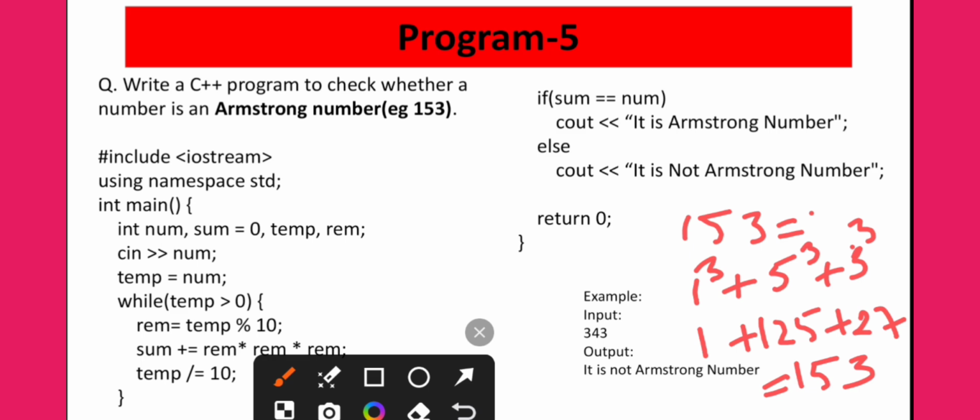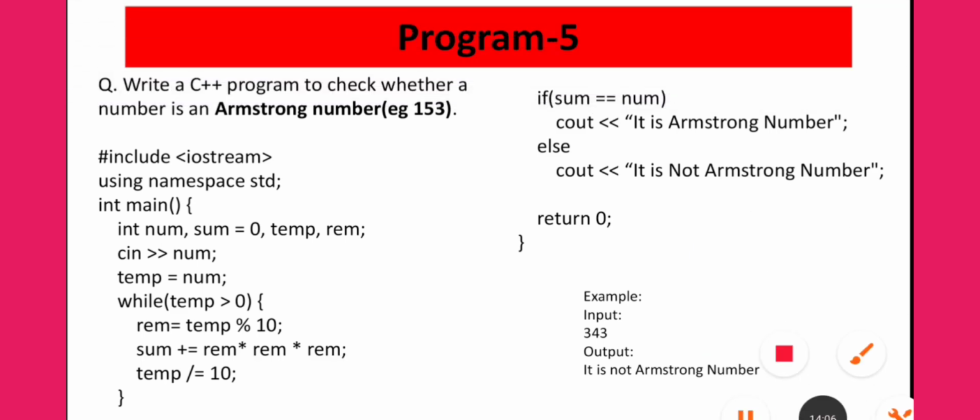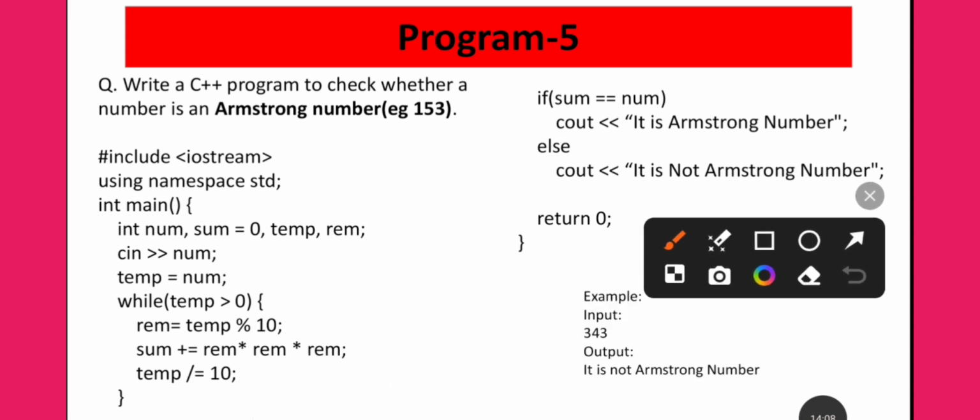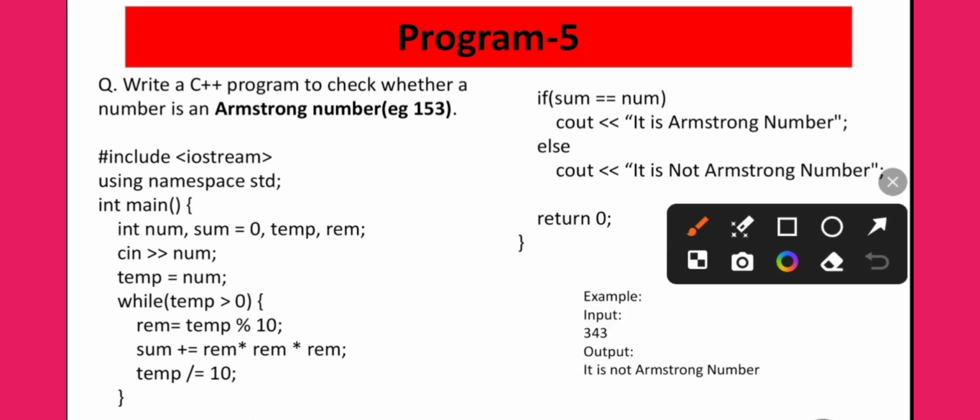So we can try one code, that is, we have to find out the cube of all the digits. First we have to separate the digits, then we have to find the cube of all the digits. So we can try this code. We are writing the header file iostream, using namespace std. We are taking the variables num, sum equal to 0, temp and remainder. Initially we ask the user to enter the number, then we keep the number in temp.